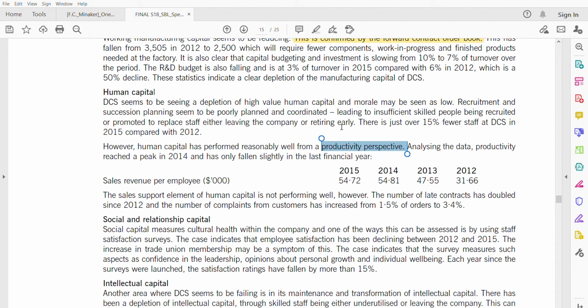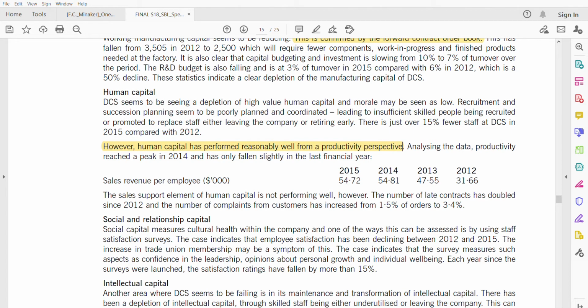Just by saying because your turnover is reducing, turnover is increasing, staff is not happy, you are just saying human capital is decreasing. No, here they have taken another perspective. However, this line will give you the marks for the evaluation skill. This is how you evaluate. Whenever you are given an evaluation skill, remember, you need to evaluate from many different perspectives. Now they are taking it from a productivity perspective. They are saying human capital has performed reasonably well.